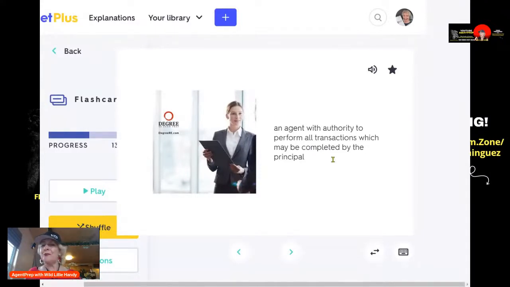Okay, an agent with authority to perform all types of transactions which may be completed by the principal. So what kind of agent is that?